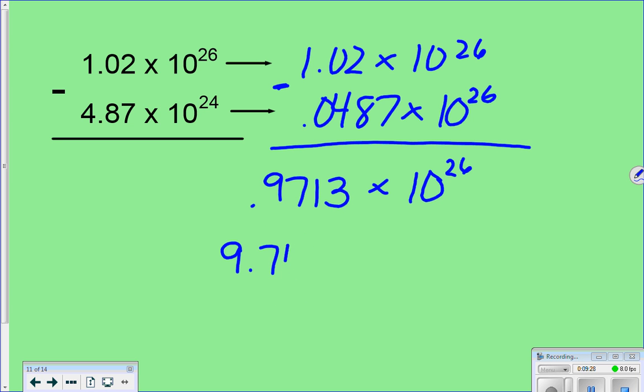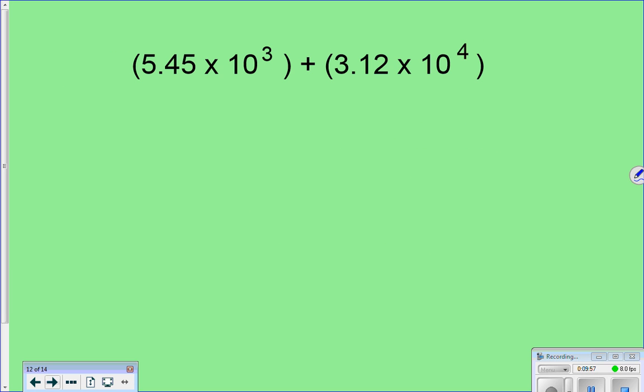And this is going to be to the 25th. Does everybody understand how I get 25? Yep, I've got to take off one. Yep, same thing. Adding and subtracting are the same things. They're the same rules, unlike multiplying and dividing.